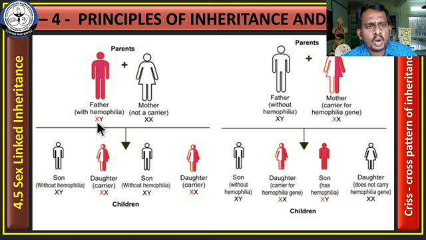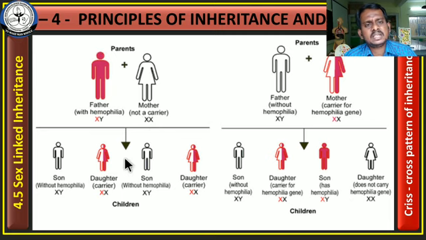Carrier means one X chromosome from the father, another X chromosome from the mother. One X chromosome comes to the child from the mother, one X chromosome comes from the father. But here, because the father is affected, the daughter will be a carrier. Carrier means this individual is not affected by the hemophilia disease, but they carry the defective gene for hemophilia. Another offspring, a son without hemophilia, and a daughter also acts as a carrier. So these are some offspring produced when the marriage takes place between the hemophilic father and normal mother.